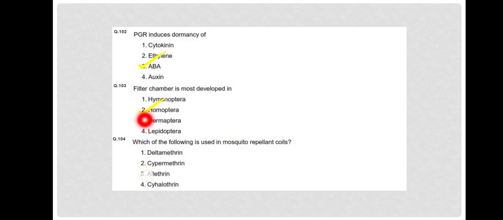Which of the following is used in mosquito repellent coils? Answer is Allethrin. This is a synthetic pyrethroid, meaning pyrethrin is extracted from chrysanthemum, but this is a synthetic version of it. It was first synthesized by Milton S. Schechter in 1949 in USA, which is used as mosquito repellent.